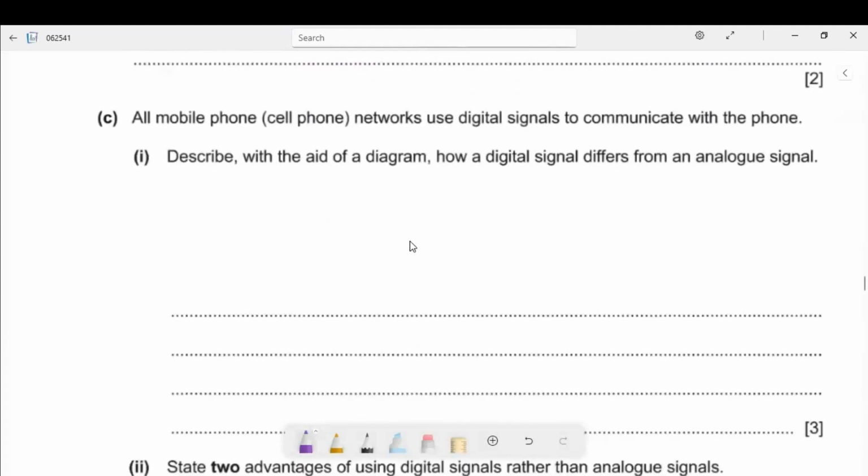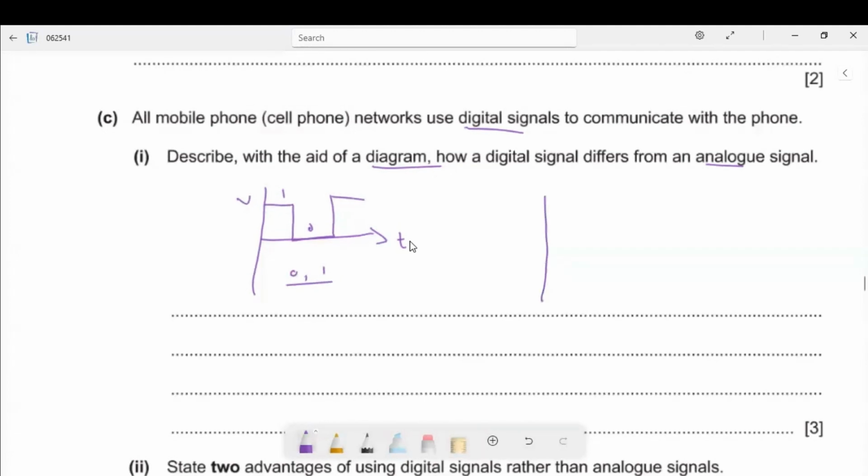A mobile phone network uses digital signals to communicate with the phone. Describe with the aid of a diagram how a digital signal differs from an analog signal. So in the case of a digital signal, it will have only two values. With respect to time we are drawing, it will just have zeros and ones. Only zeros and ones will be there.